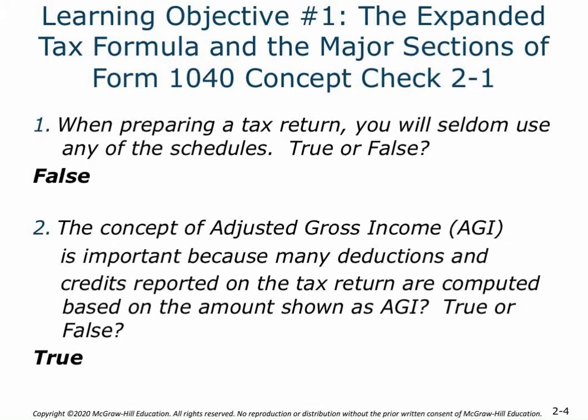Come to our first concept checks here. 1. When preparing a tax return, you will seldom use any of the schedules. True or false? That is false. The 1040 itself is just initially going to be 2 pages, but we're going to be attaching various schedules based on the tax filer's situation. 2. The concept of adjusted gross income is important because many deductions and credits reported on the tax return are computed based on the amount of AGI, and that is going to be true.